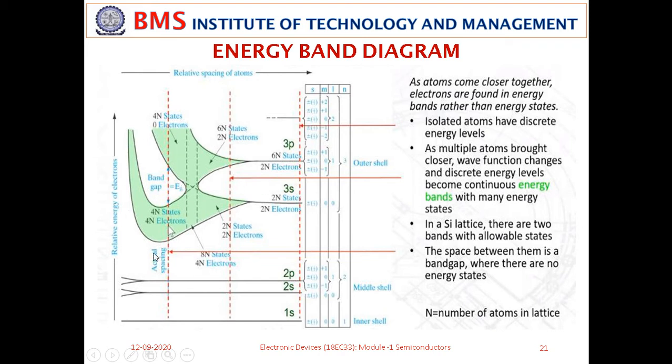This shows the crystal lattice and the splitting of discrete energy levels into bands. As you move away from the y-axis, the atomic spacing, the distance between the atoms in the crystal lattice, is going to be very large. When you move towards the y-axis, the distance between the atoms in the crystal lattice is going to be very small.